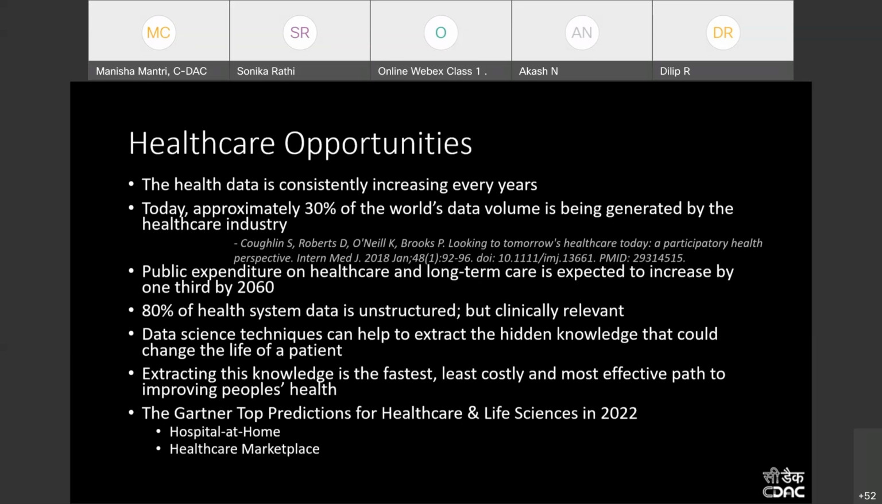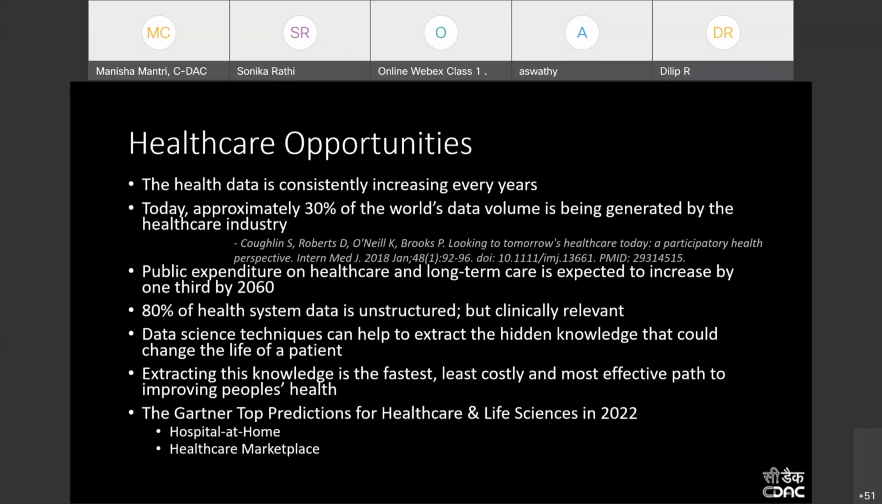However, we see that the public expenditure on healthcare and long-term care is also expected to increase by one third by 2060. That's what another research says. And 80% of health system data is unstructured. However, it is very clinically relevant in terms of taking insights from data, getting some outcomes, and trying to help improve the overall healthcare delivery in the country and across the globe. So yes, definitely data science techniques can help extract such hidden knowledge that could change the life of a patient. So extracting this knowledge is the fastest, least costly, and most effective path to improve people's health.